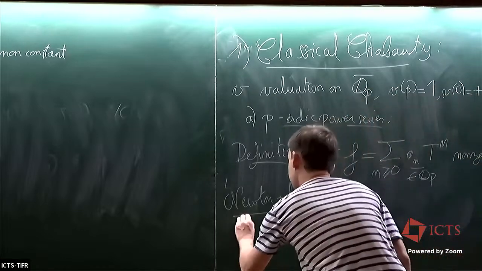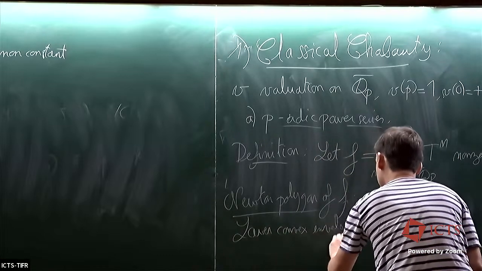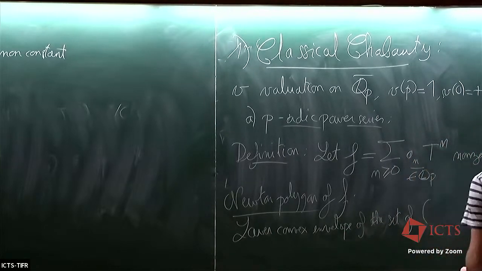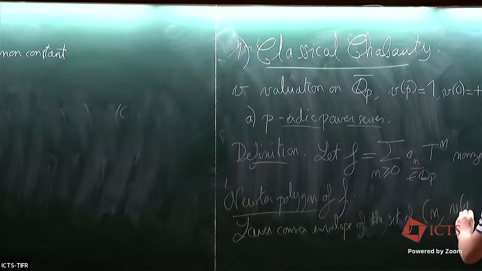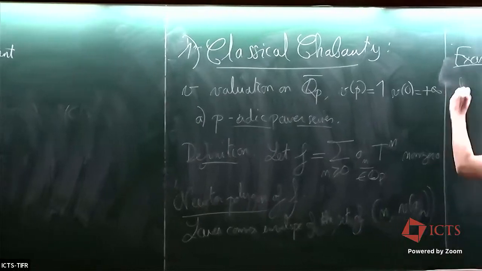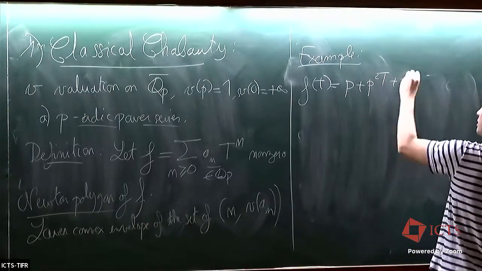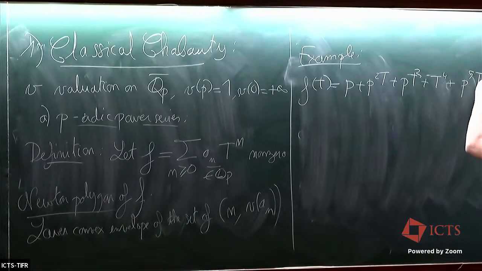The Newton polygon of f. What is it? It's the lower convex envelope of a set of points. To each n positive, an integer, I look at the valuation of a_n. This is a relative integer, and I look at the lower convex envelope. So let's maybe do an example. Let's say f of t is equal to, I don't know, p plus p squared t plus p t cubed plus t^4 plus t^5, etc.